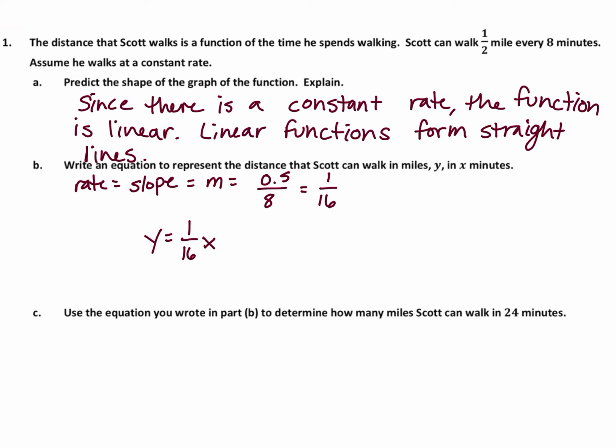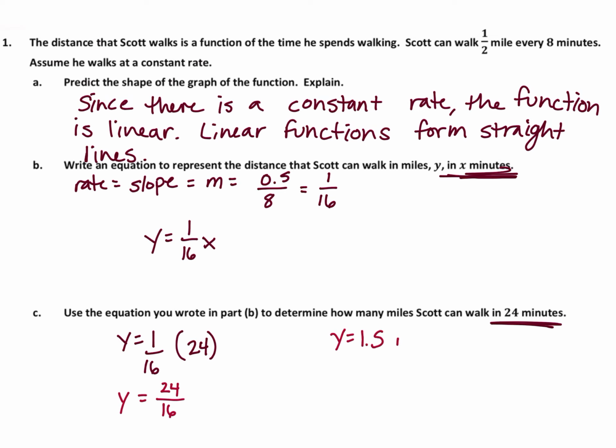Then in part C, it says to use the equation to determine how many miles he can walk in 24 minutes. Minutes is the x value. It says x is in minutes. So we are going to substitute the x with the number 24. That means 1 times 24 is on our top, and 16 is on the bottom. When you divide 24 by 16, you should get 1.5, which is miles, because it says in miles for y.